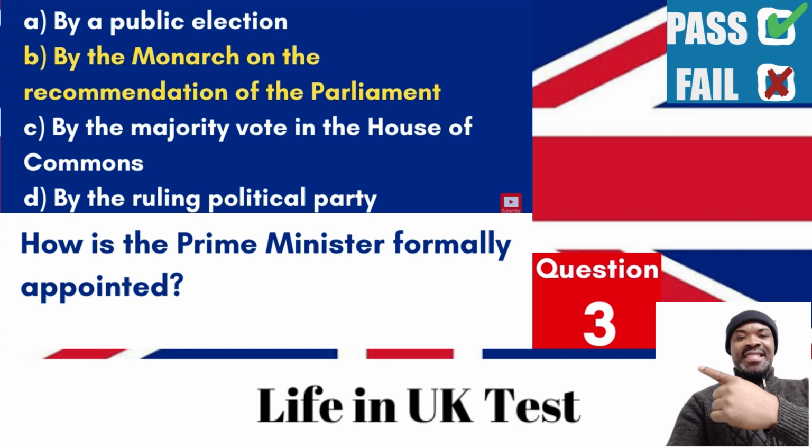Answer: B. By the monarch on the recommendation of the Parliament. The Prime Minister is formally appointed by the monarch following a recommendation based on the ability to command a majority in the House of Commons.